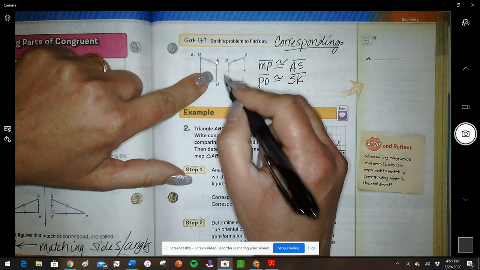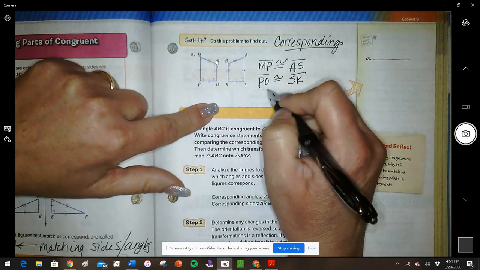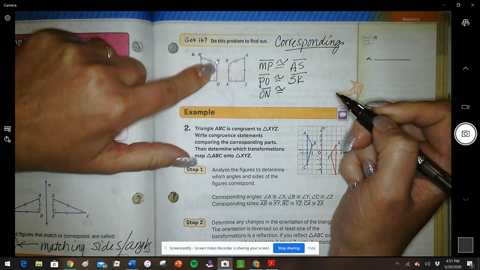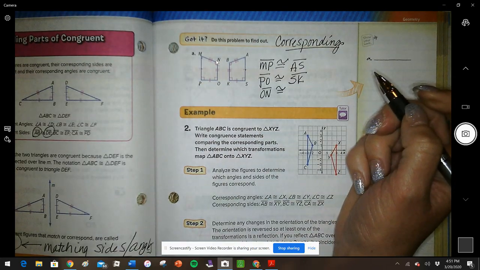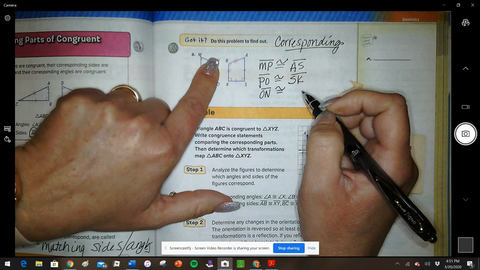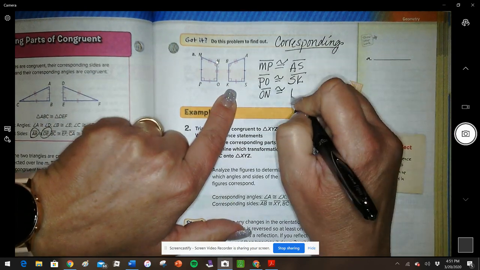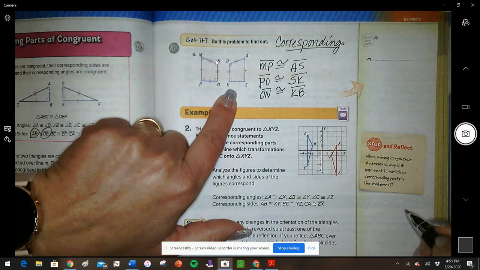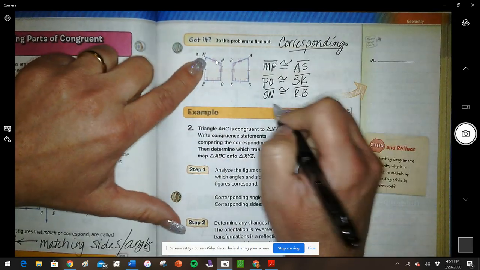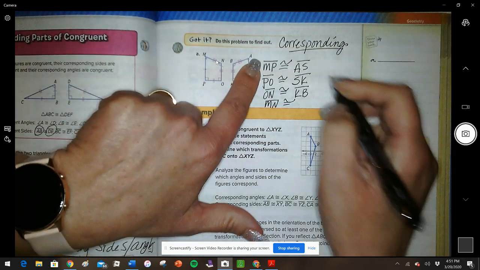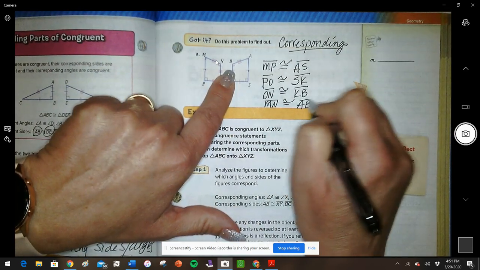All right, let's do side number 3. So I'm going to do side ON. You could have done NO, again, as long as you go in order, okay? So I'm going to go ON, and so then that means I have to go up, and so it's going to be KB. And then last but not least, MN is going to be congruent to AB, okay?